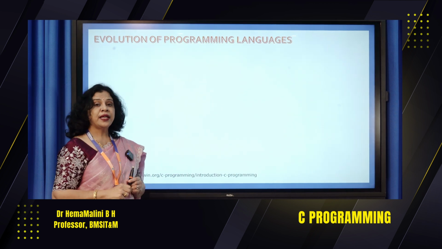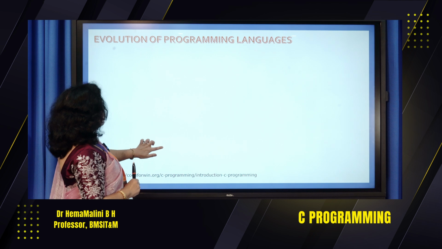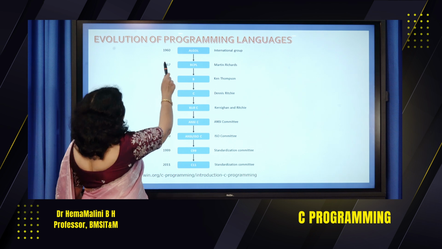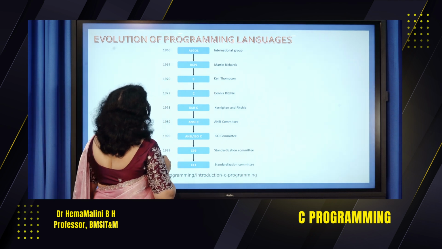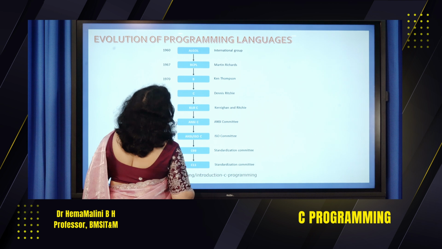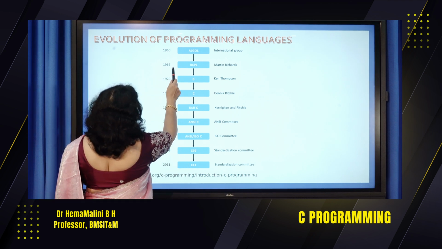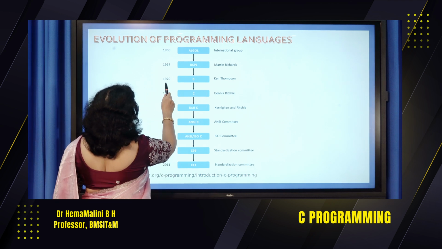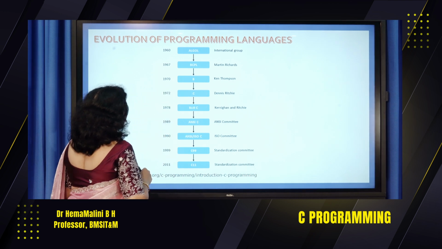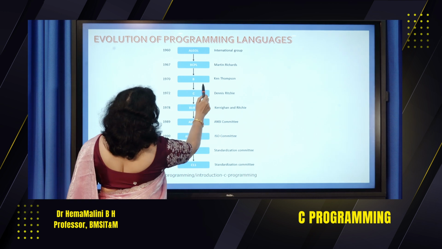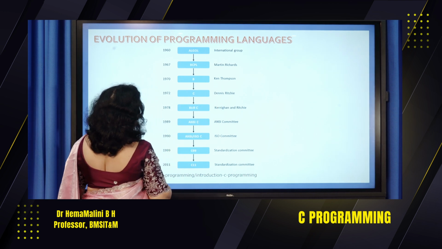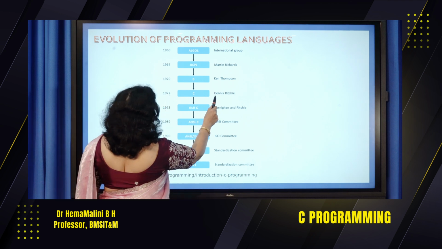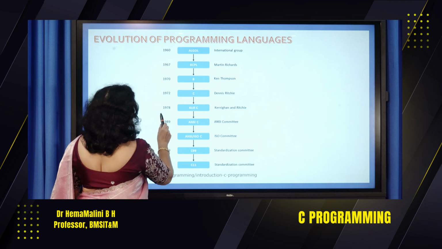Now, let us see the evolution of programming languages. In 1960, ALGOL came into existence. This was given by an international group. In 1967, BCPL, it was proposed by Martin Richards. 1970, there was a programming language named B. It was founded by Ken Thompson. In 1972, C came into existence. It was founded by Dennis Ritchie.